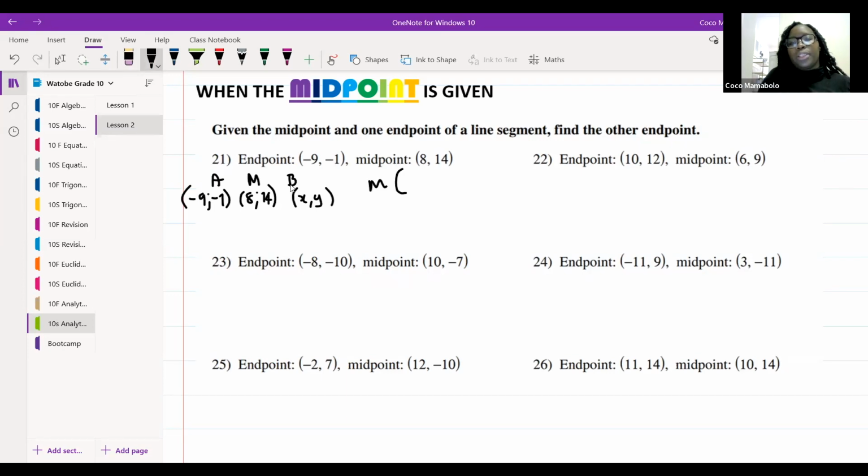We know that the midpoint is (x1 plus x2 over 2, y1 plus y2 over 2). Ooh, my handwriting, ma'am.